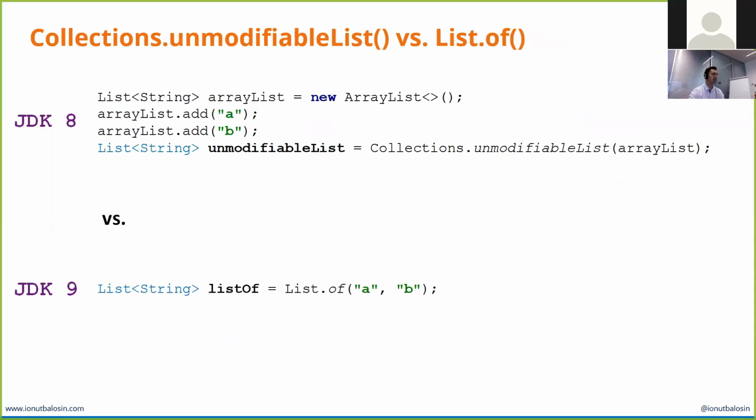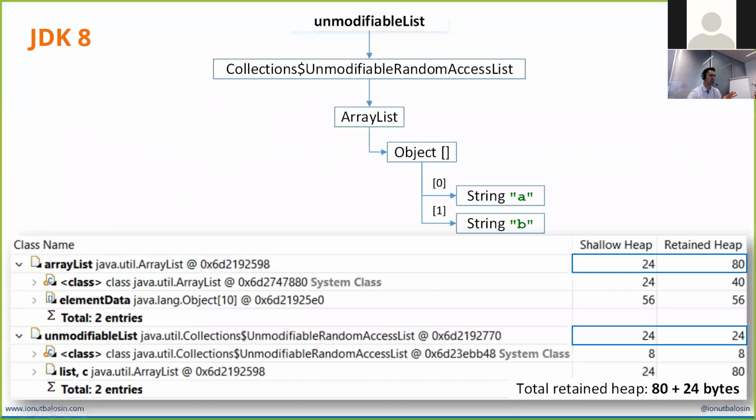If we also measure the footprint, let's suppose using the previous API, JDK 8 versus JDK 9. In JDK 8, you need to explicitly declare an array and call Collections.unmodifiableList, versus JDK 9, which is very compact. In the case of JDK 8, you can see a lot of indirections, because that Collections.unmodifiableList is backed by this UnmodifiableRandomAccessList, which has a reference to the ArrayList, which contains an array of objects and has each object in itself.